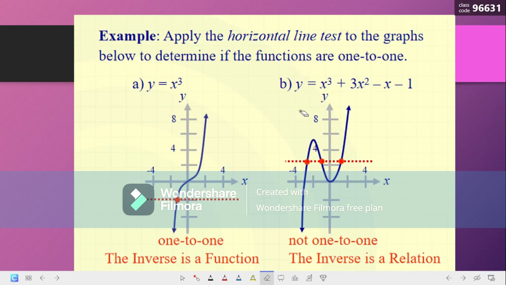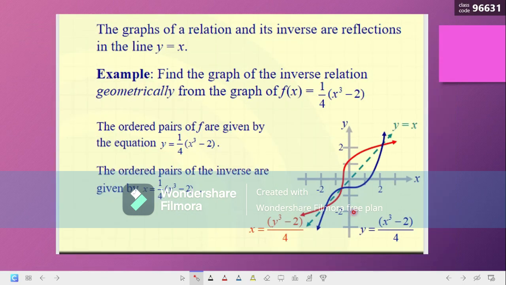Now, how about letter B? y is equal to x cubed plus 3x squared minus x minus 1. Okay? This is now the graph. Remember, this is a function. But if we use the horizontal line test on this graph, we've noticed that it intersects at 3 points. If it intersects at 3 points, it's not a one-to-one function, meaning the inverse of this function is only a relation but not a function. Okay, let's continue.